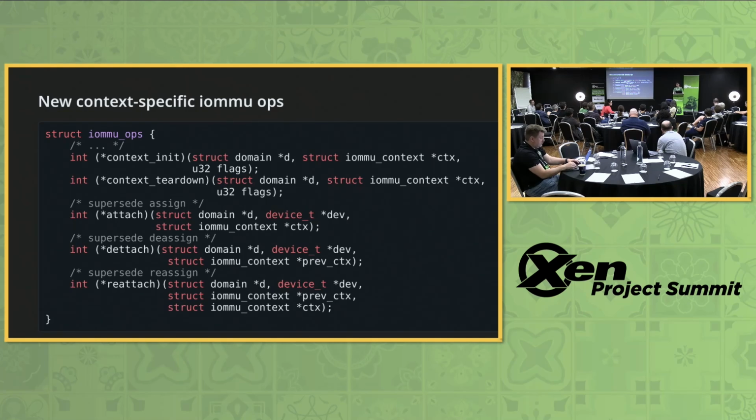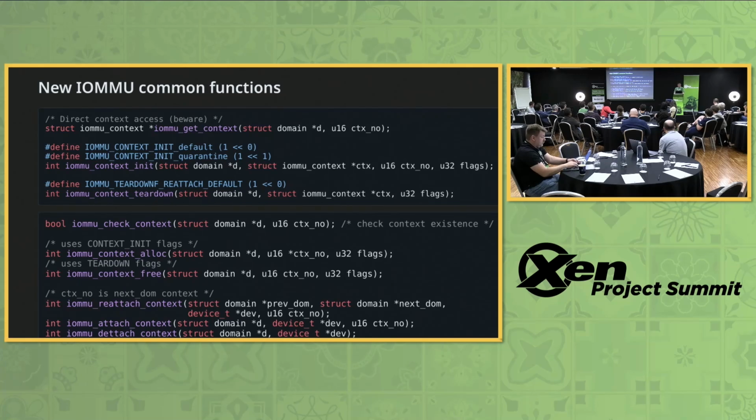So for instance, with reattach, we can either move a device from one context to another for the same domain, or move a device from one domain to another in any context, so we have more flexibility in this, which could be useful for quarantine in the future and also for PVMU. There are also some new common IOMMU functions.